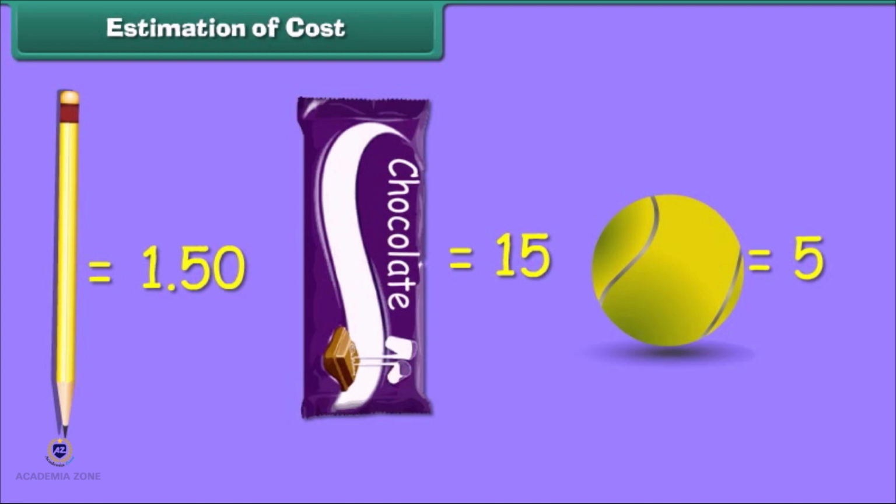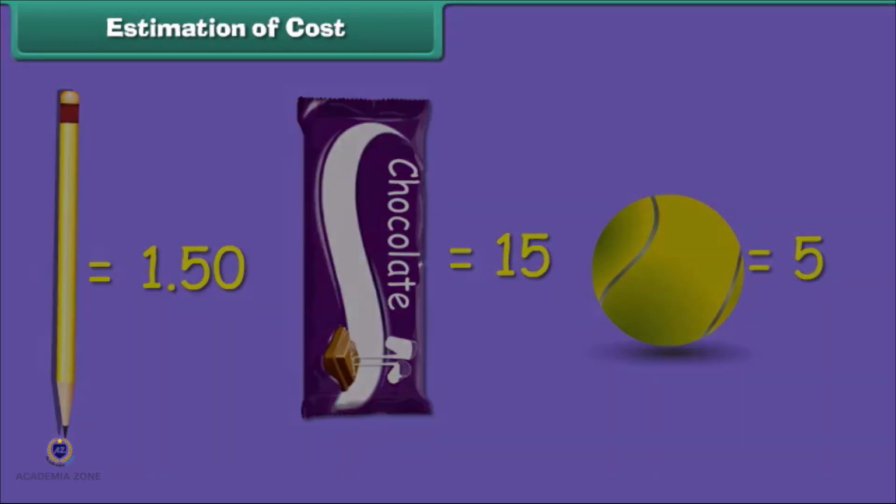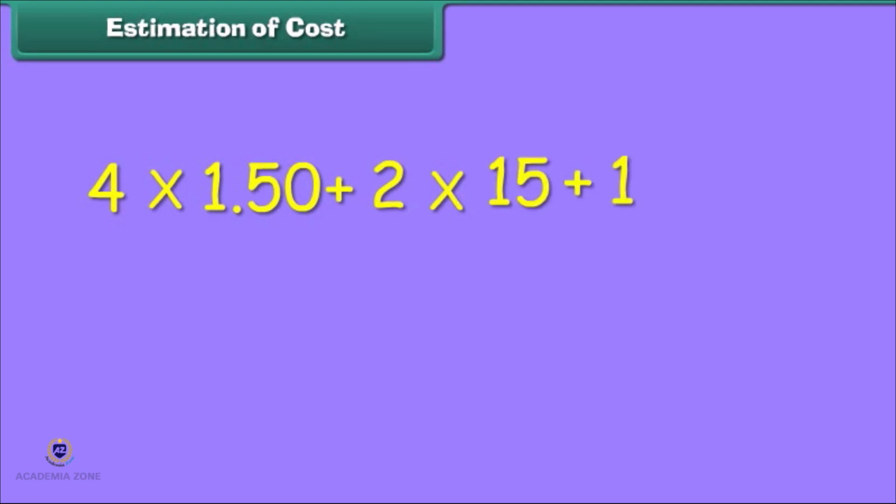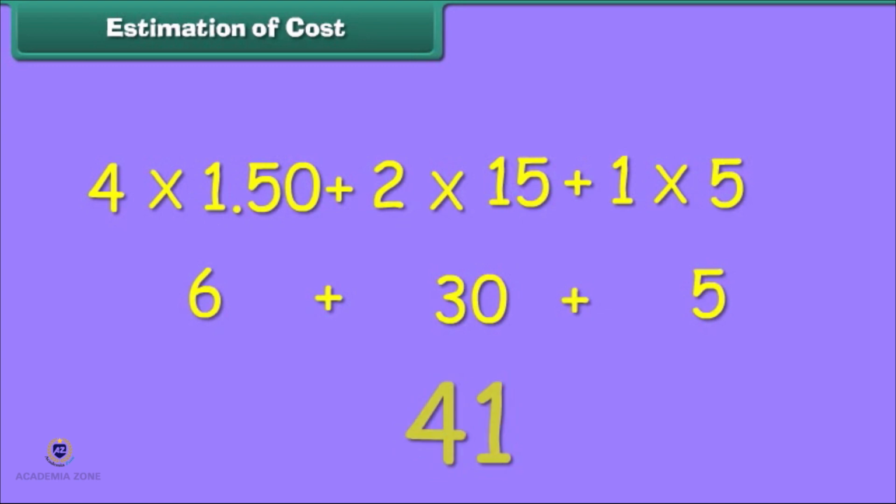Thus, we have total cost which is equal to 4 into 1.50 plus 2 into 15 plus 1 into 5. This is equal to 6 plus 30 plus 5 rupees, which amounts to rupees 41. Thus, this is estimated cost.